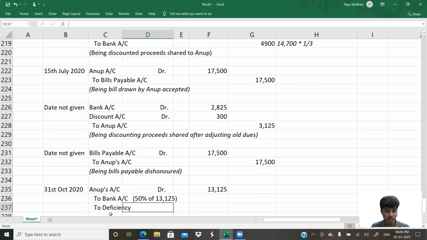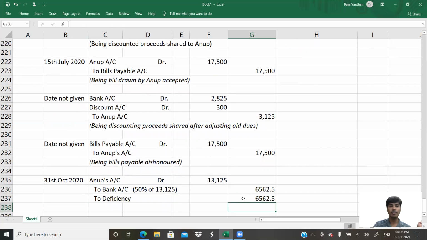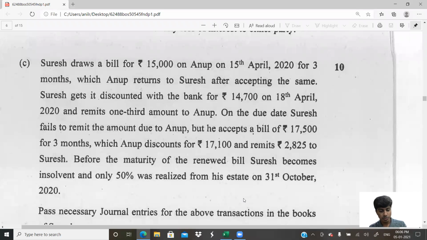How much is it? It is again 50%. So shall I write it is equal to 13,125 into 0.5, or you can do divided by 2 also. You'll still get the same answer. That's 6,562.5. This is it. This is the journal entry that's been asked.